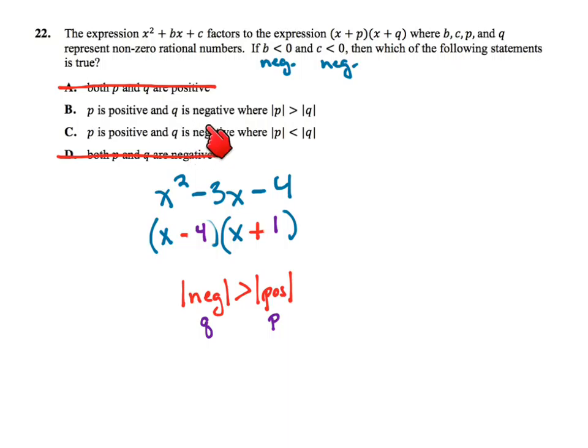And so which answer do I have? Absolute value of P. So I wrote them backwards. That's okay. Absolute value of P has to be less than the absolute value of q. So it's not B, it is C.